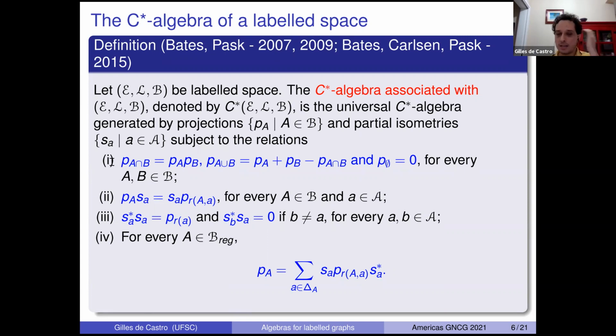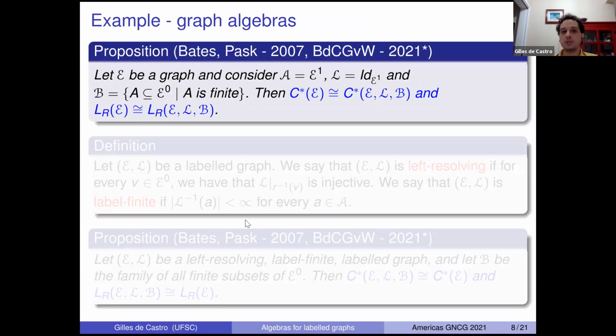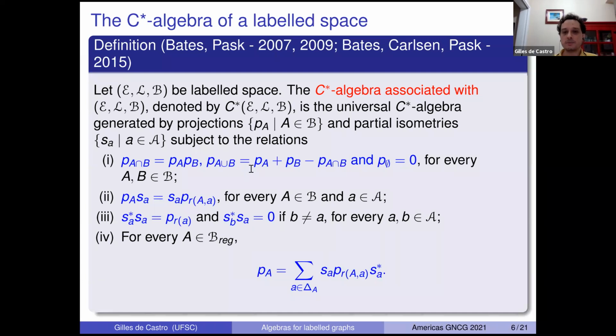And the first condition is that these projections satisfy this. It's a kind of lattice representation of this family P. So it preserves intersections and preserves joins. Sorry, and the empty set you want to send to zero. And then you have a commuting relation between the projection and the partial isometry.